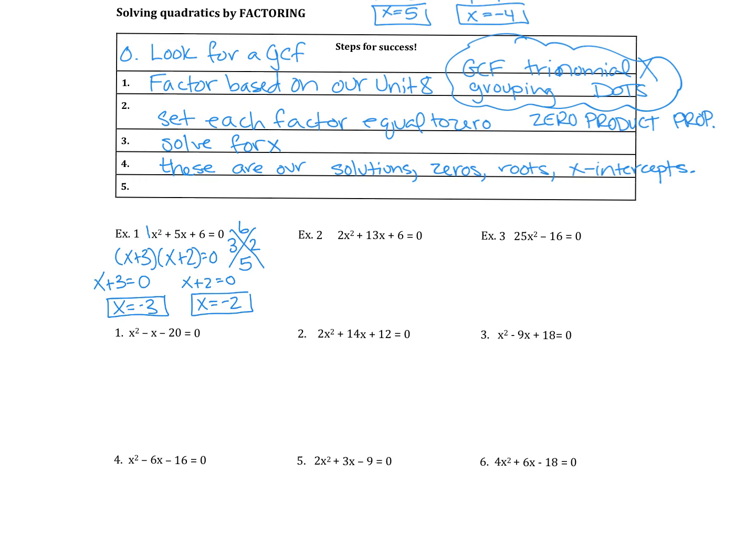It would be negative 3, 0, and negative 2, 0 on the x-axis. So let's look at number 2. Number 2 is a trinomial, but this is where my a does not equal 1. So I'm going to do my diamond and grouping.